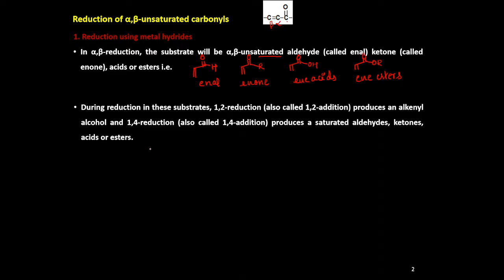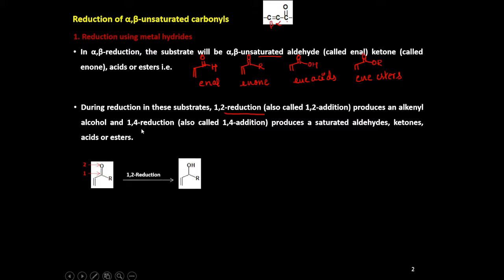During reduction of the substrate, 1,2 reduction is also called a 1,2 addition. See here, this 1,2 reduction or addition produces an allylic alcohol, and 1,4 reduction is also called a 1,4 addition. It produces saturated aldehydes, ketones, acids and esters. 1, 2, 3 and 4, 1,4 reduction.